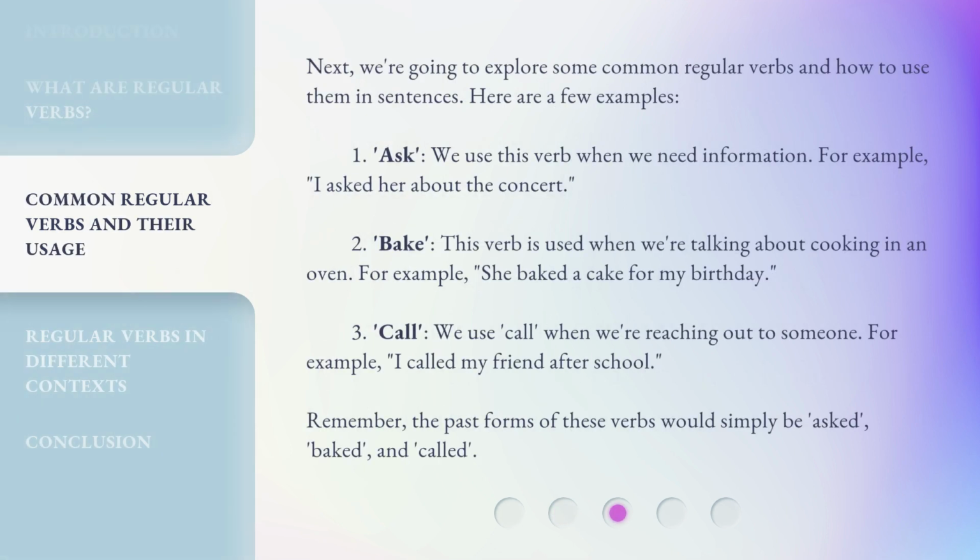Next, we're going to explore some common regular verbs and how to use them in sentences. Here are a few examples. 1. Ask. We use this verb when we need information. For example, I asked her about the concert. 2. Bake. This verb is used when we're talking about cooking in an oven. For example, she baked a cake for my birthday.